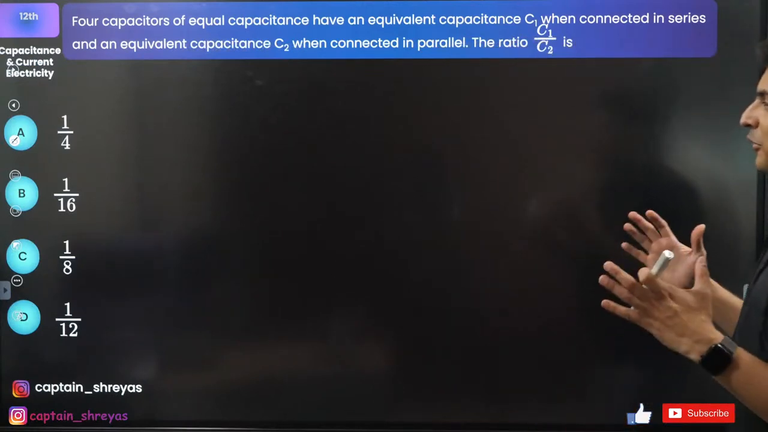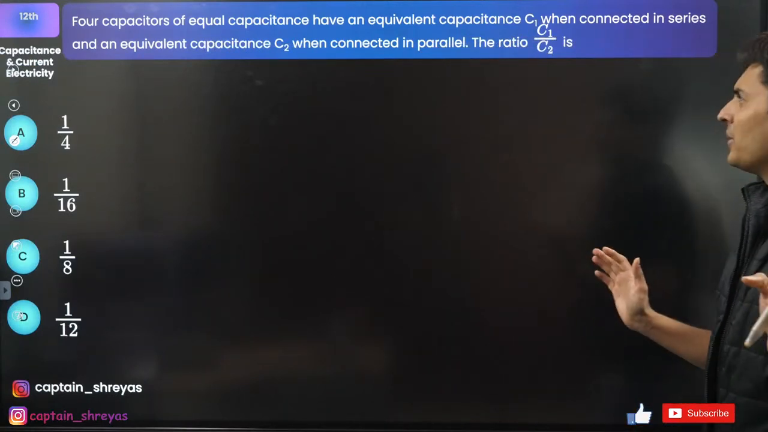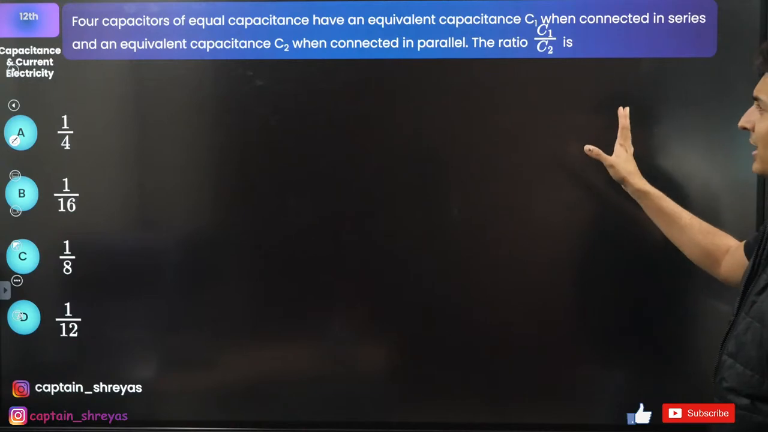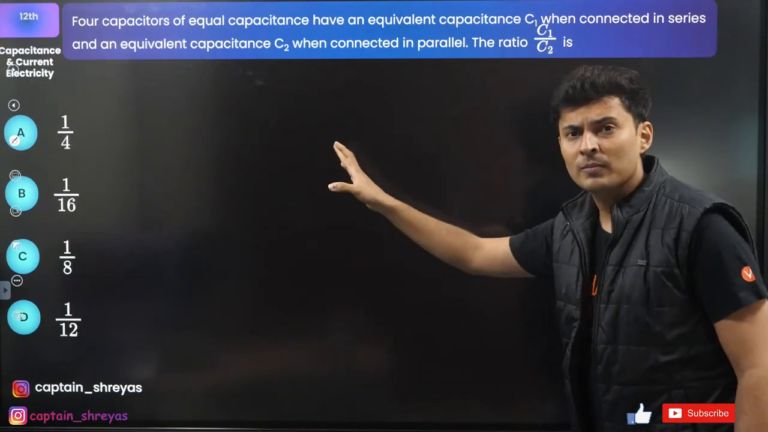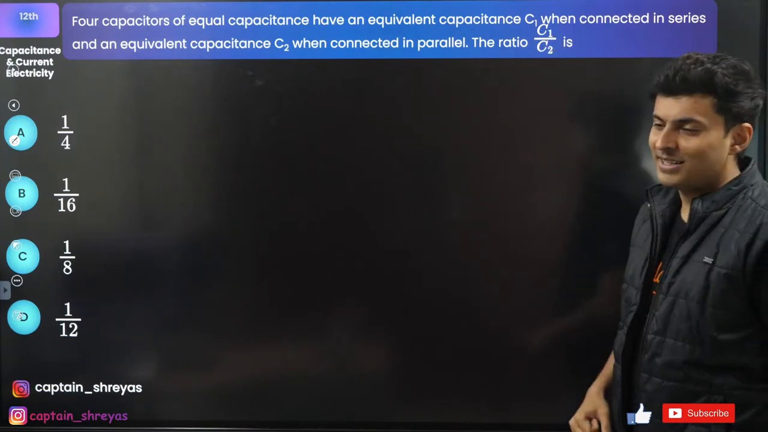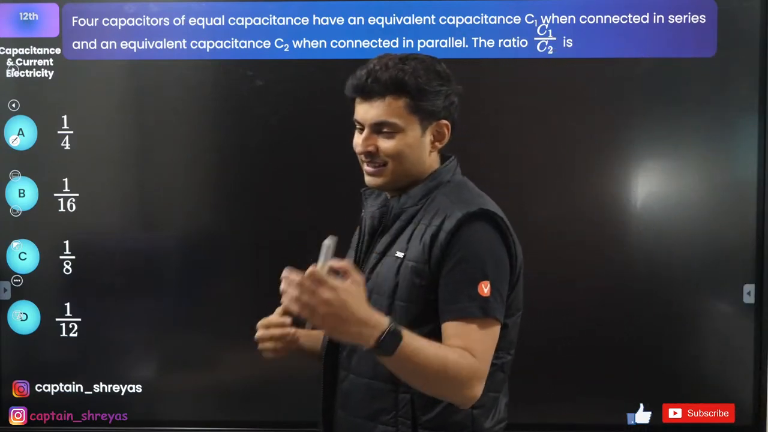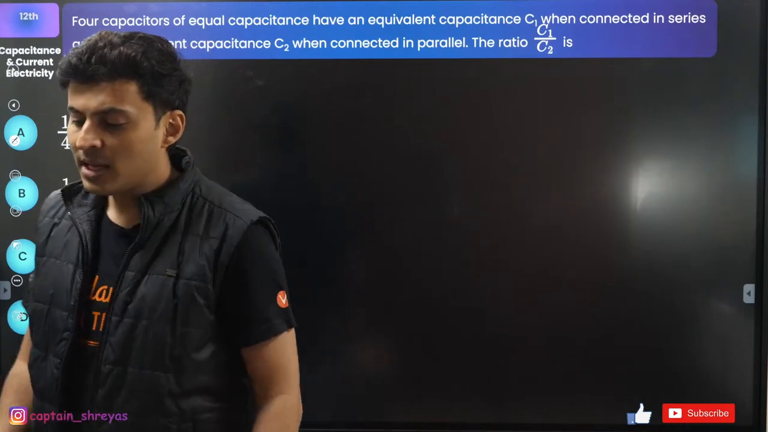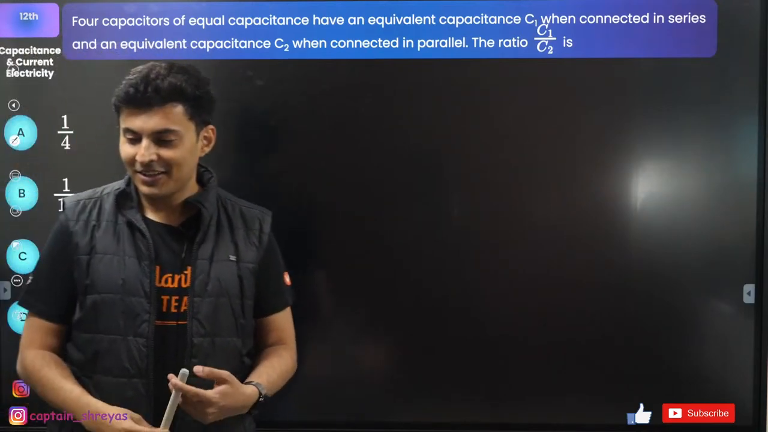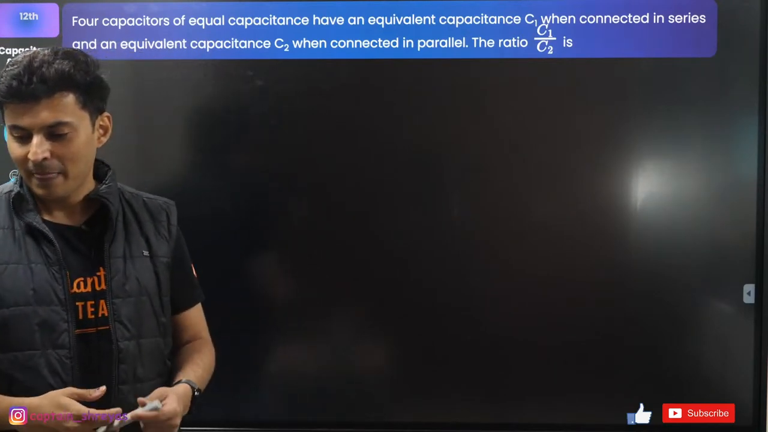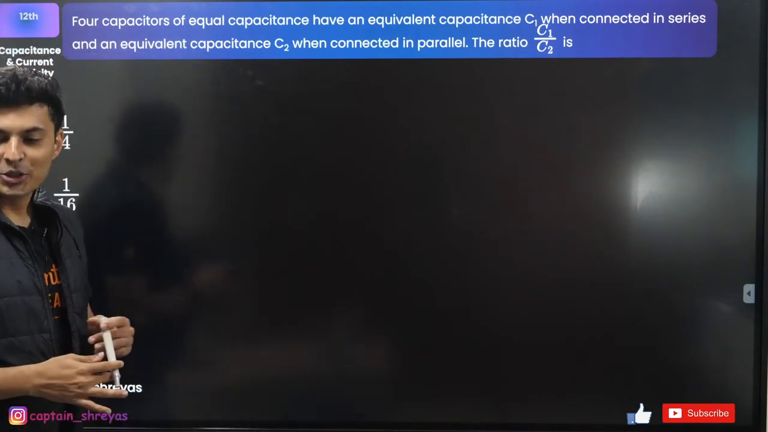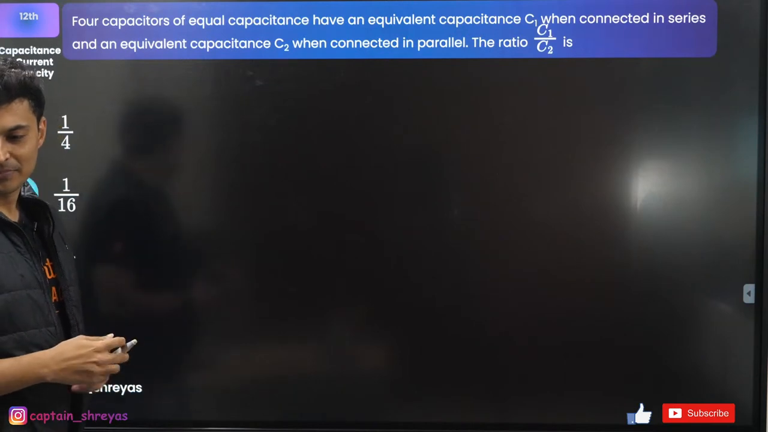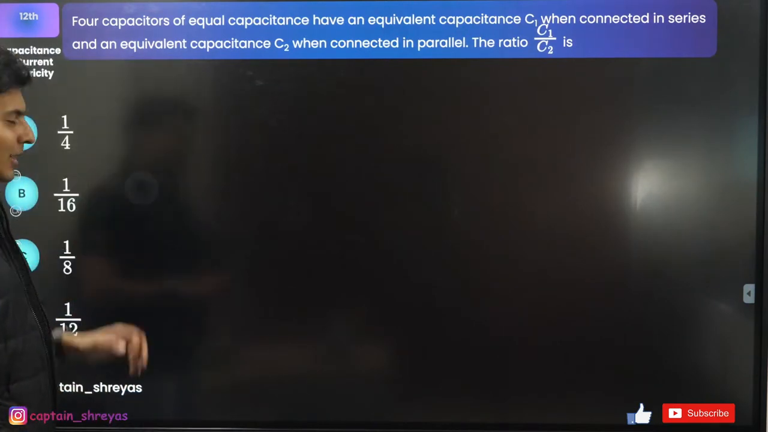Okay, there are four capacitors, equal value. They have equivalent capacitance C1 when in series. When in parallel, it is C2. What do you think is the ratio of C1 and C2? That's the ratio of the equivalent capacitances. Yes, Shahid, obviously. Okay, come on. Think. What should be the answer for this? Okay, come on, guys.